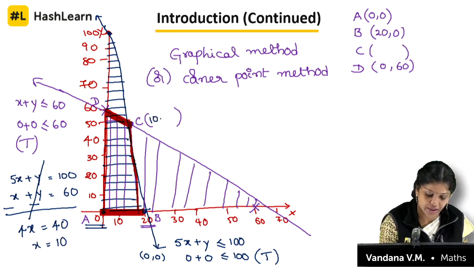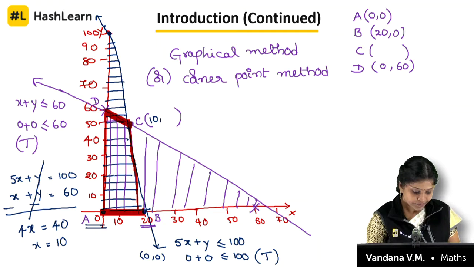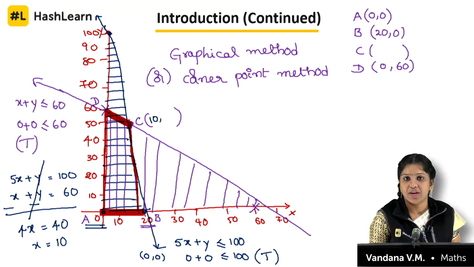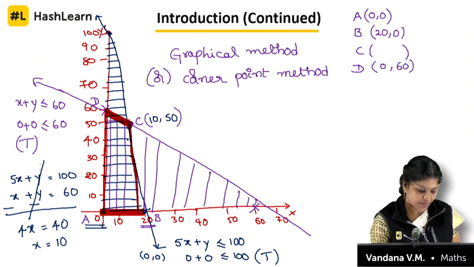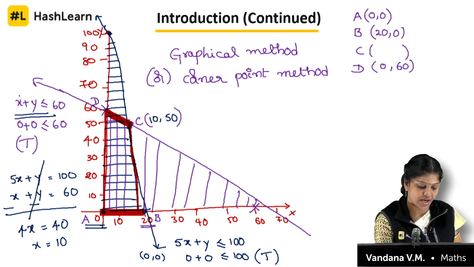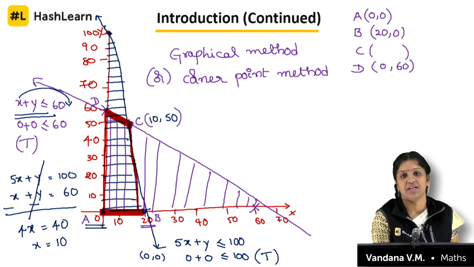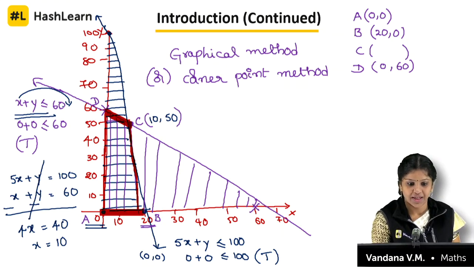So the x value is 10. Substitute that value over here to get the y value. If I substitute x as 10 in x plus y equals 60, then 60 minus 10 is 50. That is my y value. Yes, Radhika, very good.